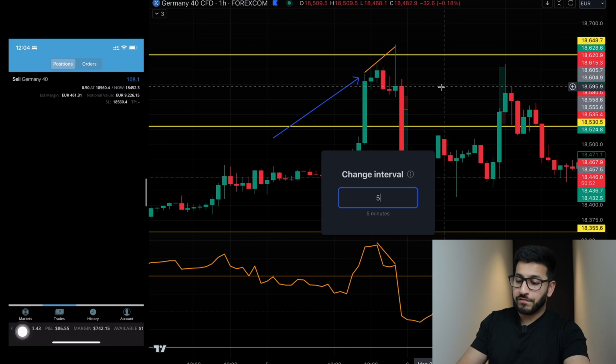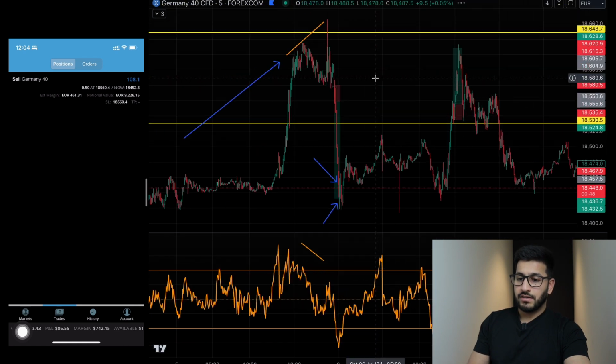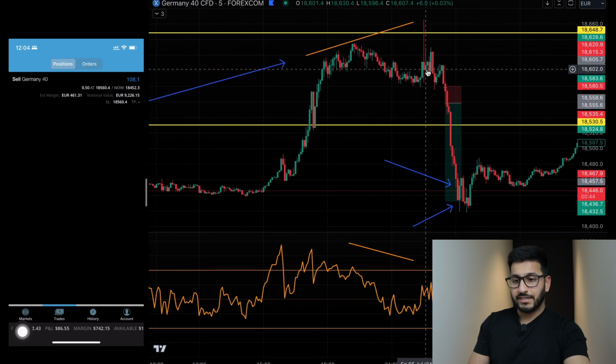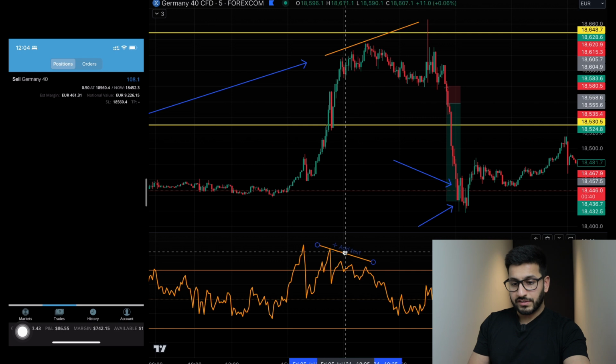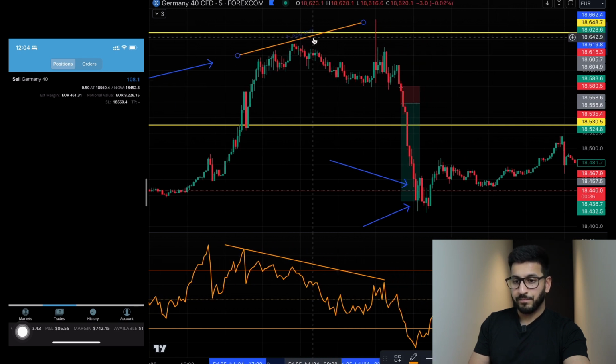So go on the 5-minute chart, right? That was another trade that I took that I'll show you about later on. But this is what we're focusing on. There is this divergence, and there is this divergence coming on the 5-minute as well.